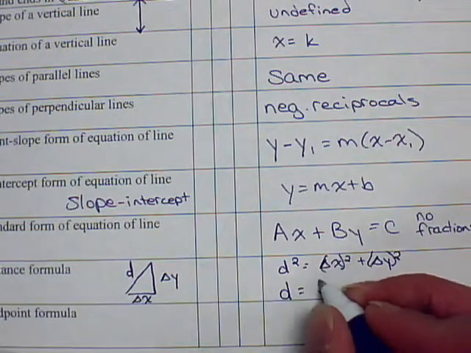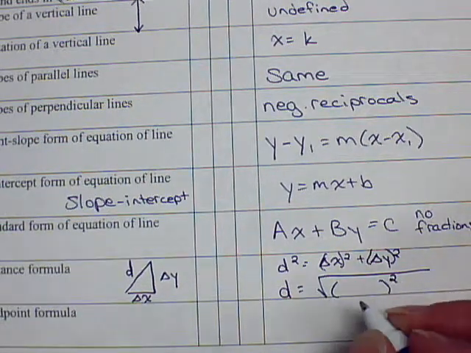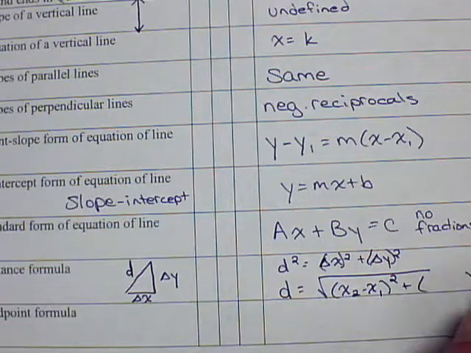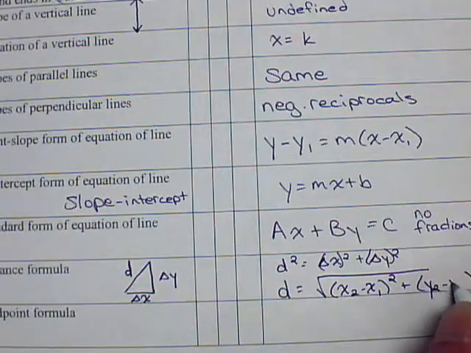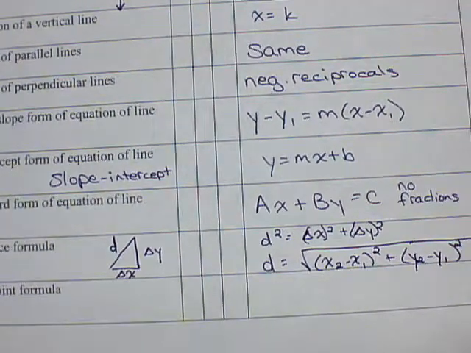d equals the square root of. Now, what did the change in x mean? Oh, that's just x2 minus x1. Change in y, y2 minus y1. That's all the distance formula is.